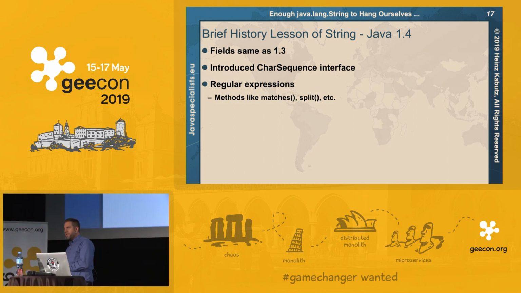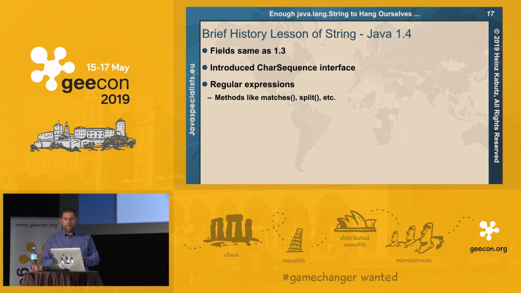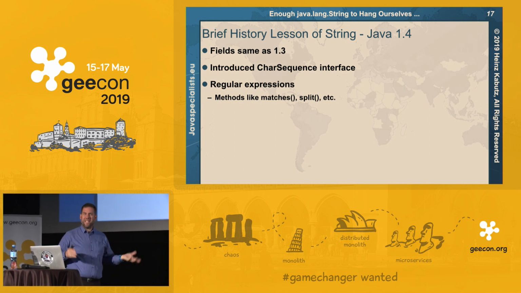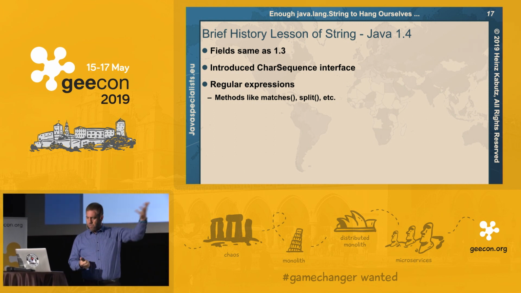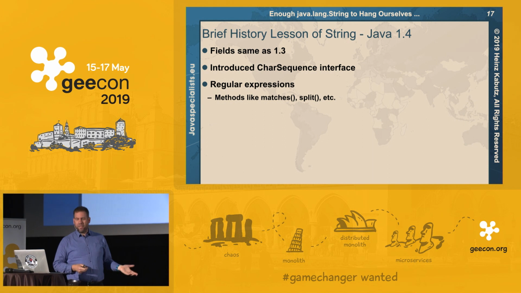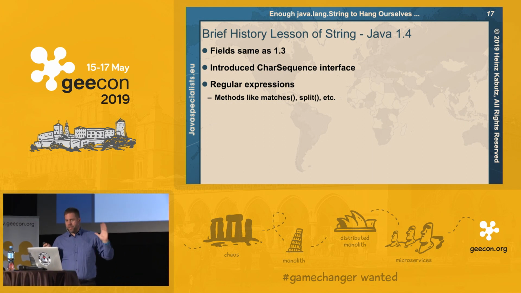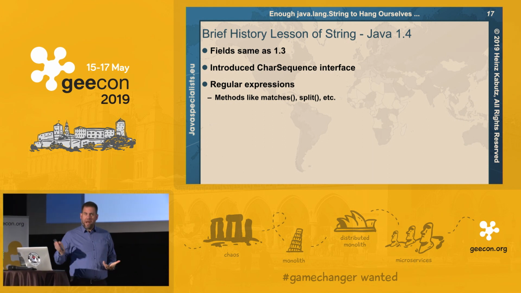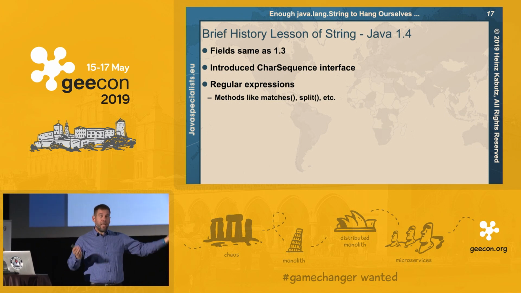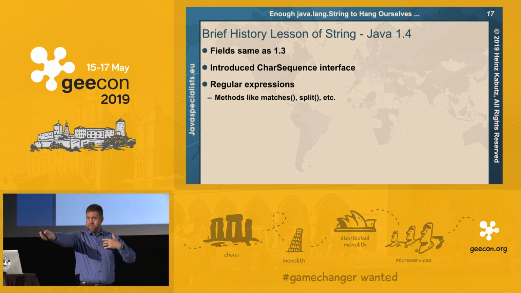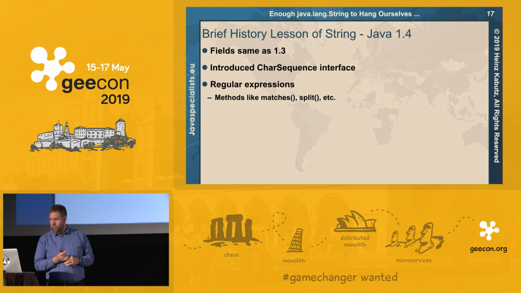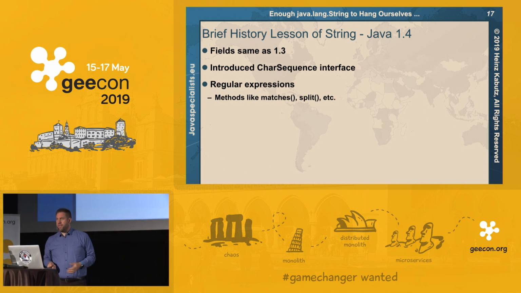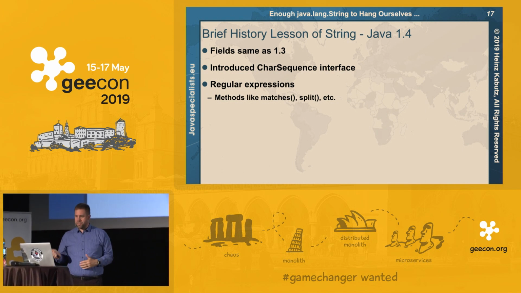Java 1.4 had the same fields as 1.3, but they also had another interface called CharSequence, which was implemented by String and StringBuilder, StringBuffer at the time. So now you could write your code to accept a CharSequence, so then you could either pass in a StringBuffer or a String. That was quite convenient. And they had regular expressions, like matches, split, etc.